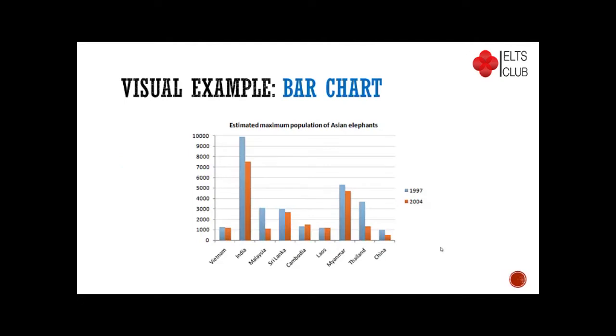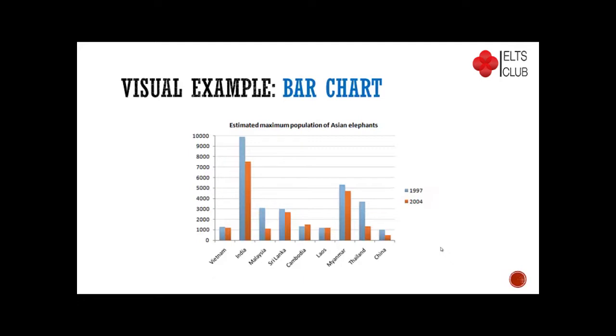Let's look at a few examples. This is a bar chart. From its title, we can see that it's about the population of Asian elephants. It has 2 axes. The vertical axis, which shows the number of elephants, and the horizontal axis, this one, that shows the countries in which these elephants lived.